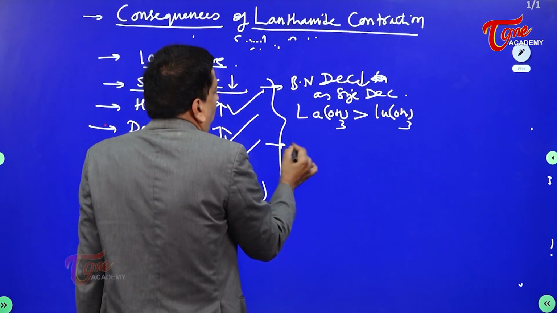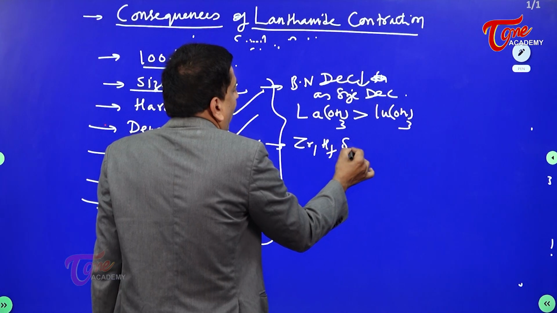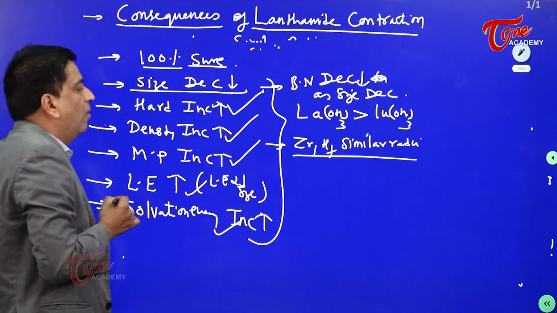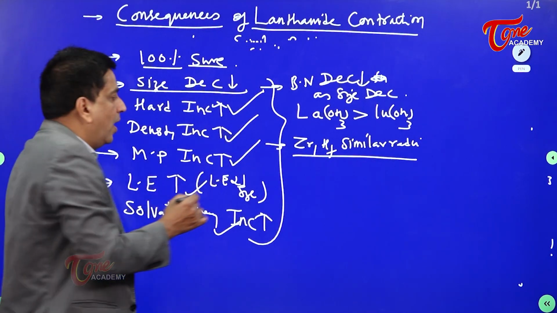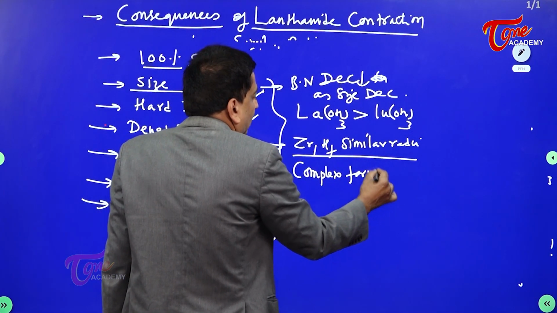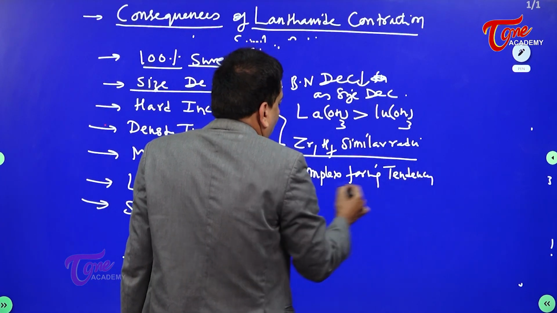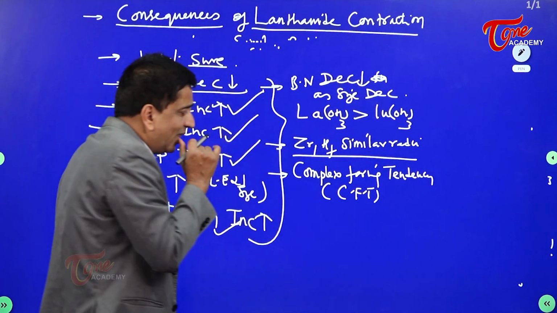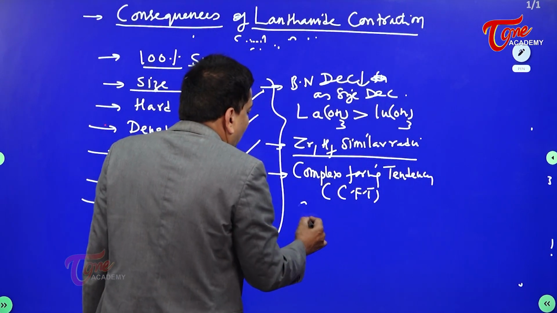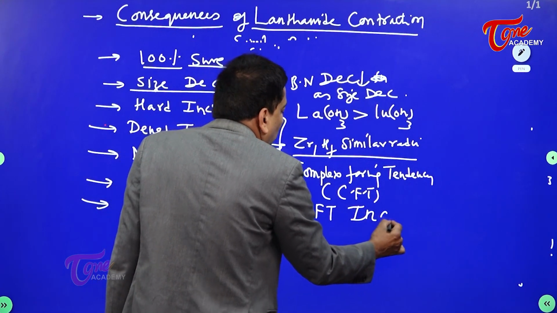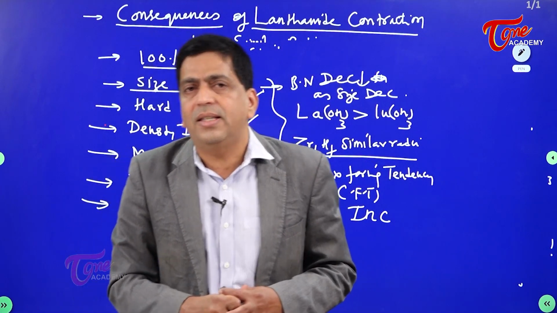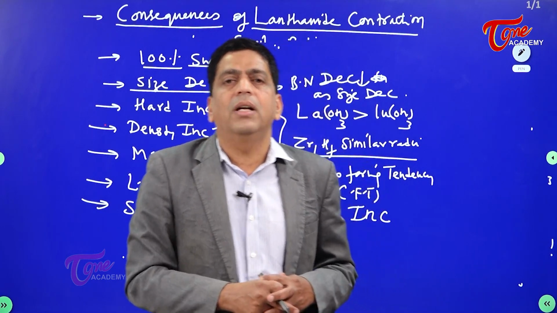That is one. The other one, zirconium and hafnium have similar radii. That is one of the consequences of lanthanoid contraction. And if you look into the complex forming tendency, which I was explaining, that is CFT. Smaller the cation, more will be the complex forming tendency. So the CFT basically increases. So you can expect lutetium will have more complex forming tendency compared to lanthanum, because lanthanum has a bigger size.